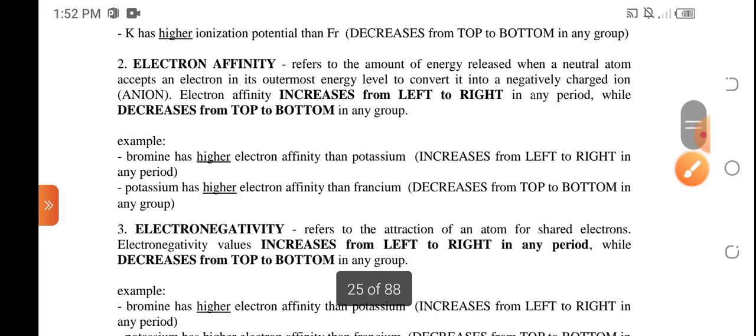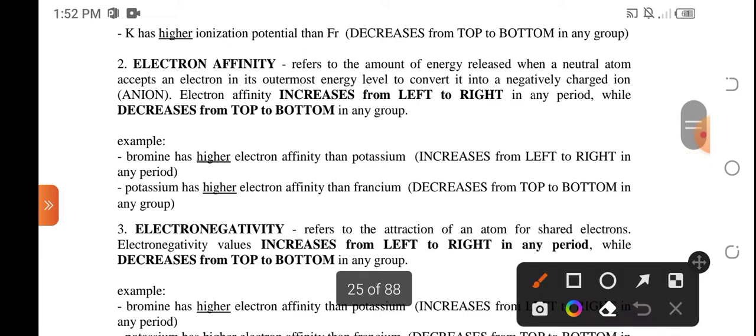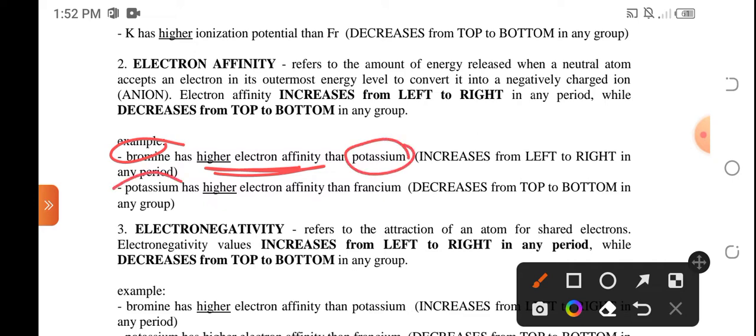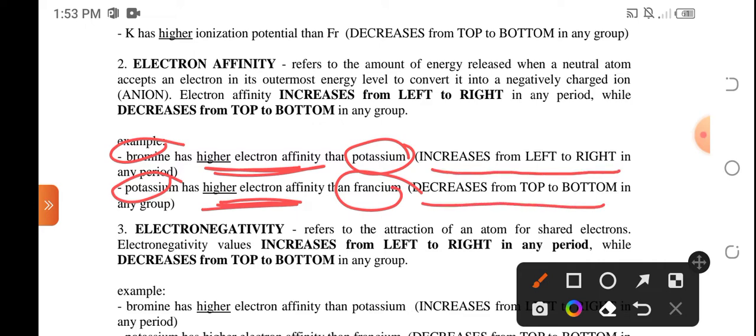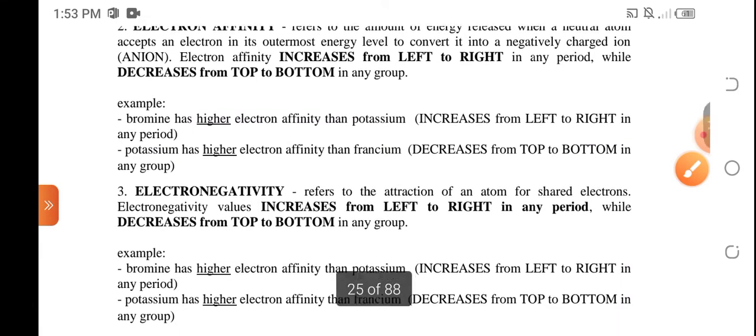Okay, so katulad din ng example natin kanina, bromine has higher electron affinity this time than potassium, and potassium has higher electron affinity than francium because electron affinity and ionization potential share the same trend. It increases from left to right and decreases from top to bottom.